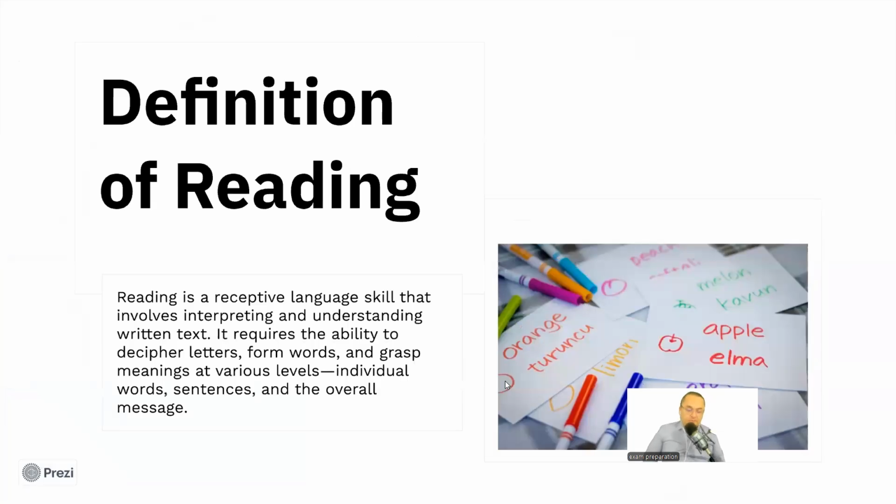Reading is a receptive language skill that involves interpreting and understanding written text. It requires the ability to decipher letters, form words, and grasp meaning at various levels: individual words, sentences, and the overall message. When you think about reading, think about how vowels and consonants form words. These words form sentences. These sentences form paragraphs. And these paragraphs form complete texts.